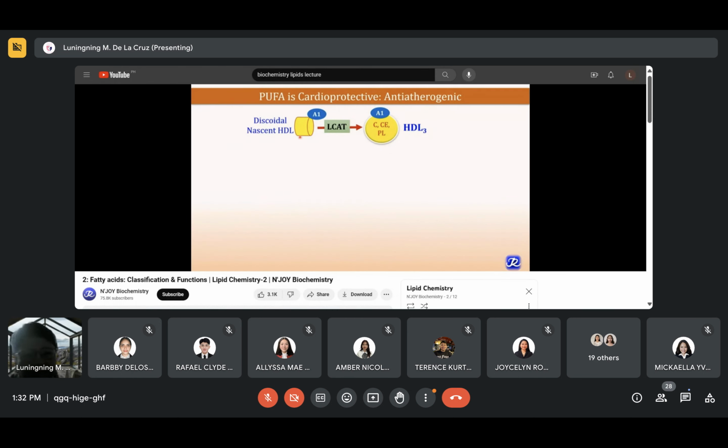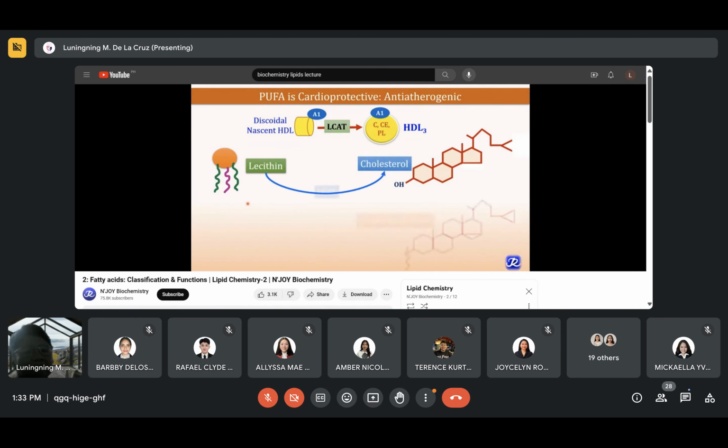Let's see. This discoidal HDL is made up of phospholipid, mainly lecithin. And this lecithin has arachidonic acid at C2 position. So this arachidonic acid from the lecithin is transferred to the cholesterol to form cholesterol esters, and from this lecithin, lysolecithin is formed. So what is the action of LCAT here? This lecithin cholesterol acyl transferase transfers the arachidonic acid from the lecithin to cholesterol to form cholesterol esters.